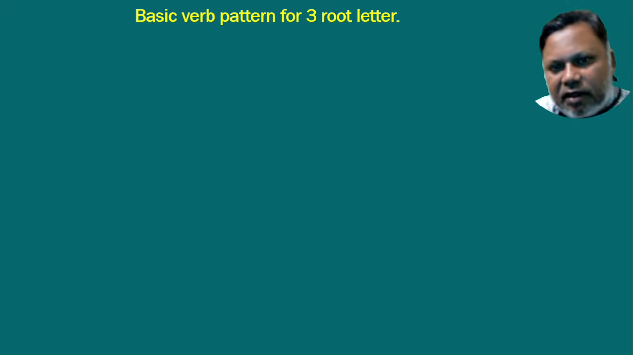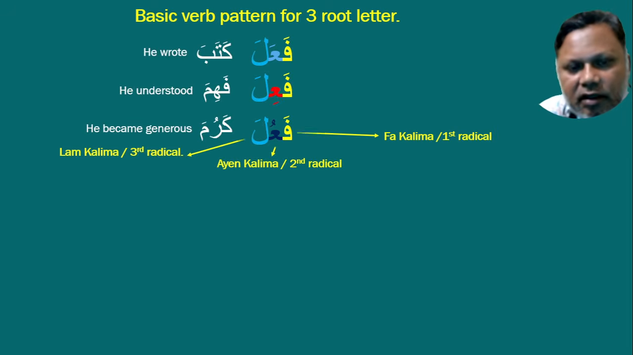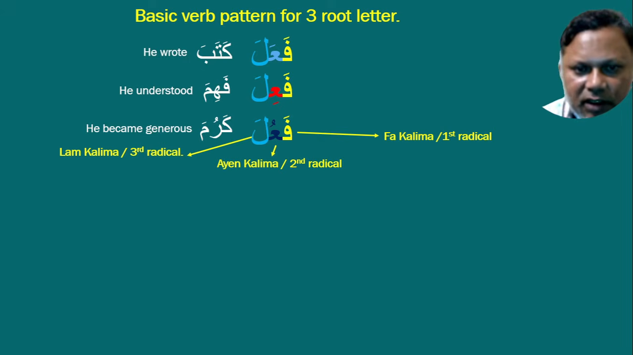The basic verb pattern for three root letters is like this, which you already know: fa'ala, fa'ila and fa'ula. These are the three patterns of different types of verb. Kataba falls under this pattern, fahima under this pattern, and karuma under this.